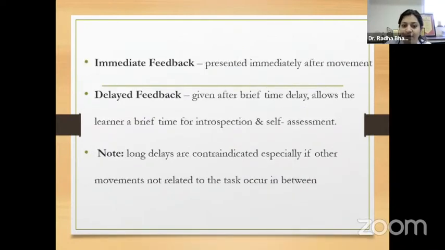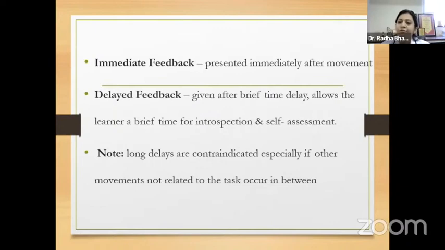Next is immediate feedback. What is immediate feedback? It is presented immediately after the movement. After each and every repetition, if you are giving feedback, that is your immediate feedback. Delayed feedback is given after some sets of repetition. You can ask your patient, when you were doing it, what did you notice? How well have you done? How would you rate it? What went wrong? And you can add your own observation or what needs to be improved to improve the performance. But this is delayed. It is given after some time or after some repetitions.